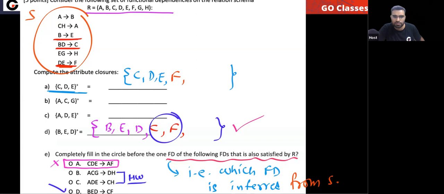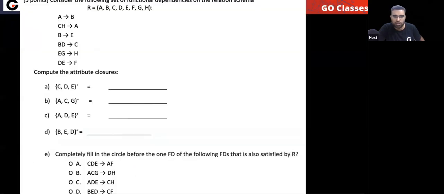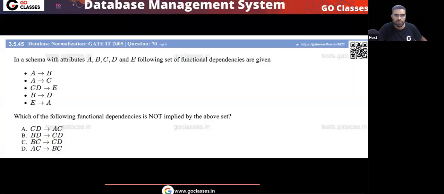Okay, let's move on now. This question we have done. Now let's solve this question. This is a GATE IT 2005 question. In a schema with attributes A, B, C, D, E, the following set of functional dependencies are given to you. Which of the following functional dependencies is not implied by the above set?